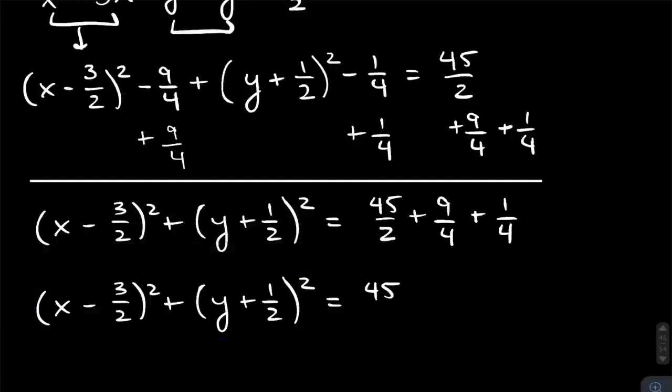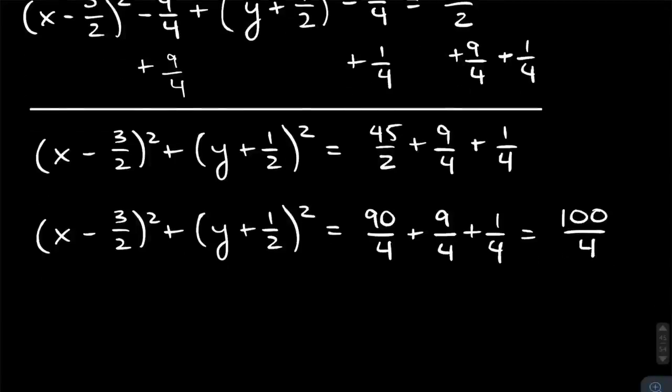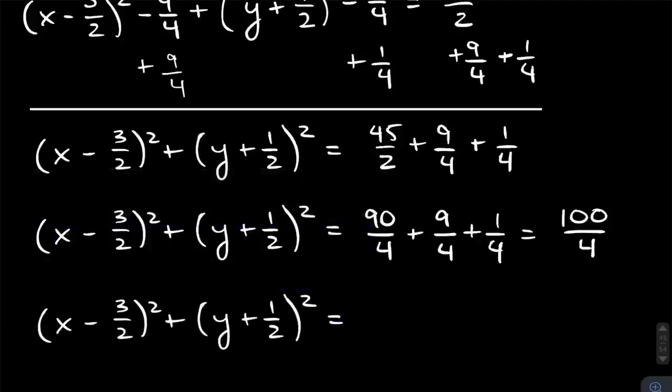And you'd get 45 over 2 plus, or actually, we would want to make this a 4. So we'll do 90 over 4. Right, we just multiply this thing by 2 over 2. And we'll add 9 over 4, we'll add 1 over 4, and so we get 100 over 4. Right? And so really, this thing ends up being 25, right? That's what 100 over 4 is.